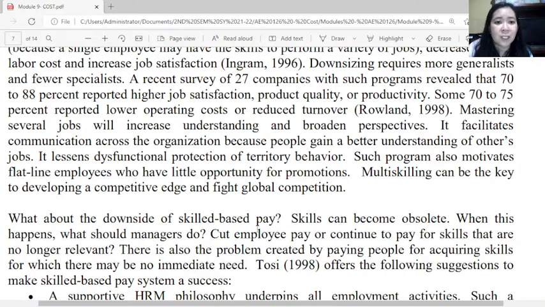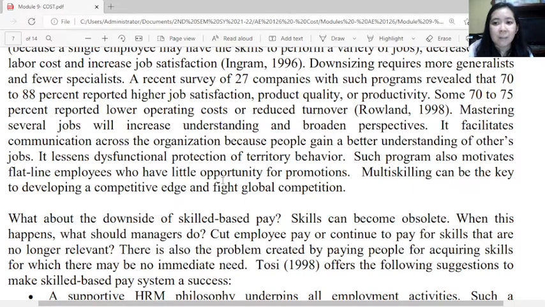Downsizing requires more generalists and fewer specialists. A recent survey of 27 companies in which they use these programs revealed that 70 to 88% reported high job satisfaction as a result, and improved product quality or productivity. Some 70 to 75% reported lower operating costs, or reduced turnover. Turnover means employees resigning and then rehiring. Because of these plans, they reduce this turnover because it has a high cost on the part of the entity.